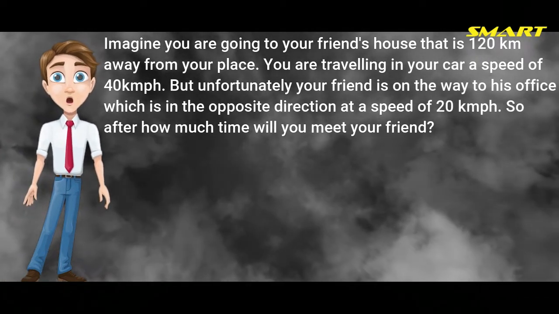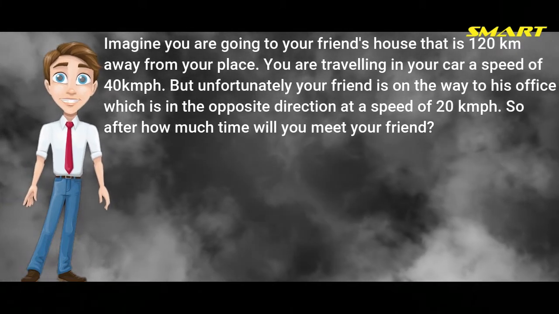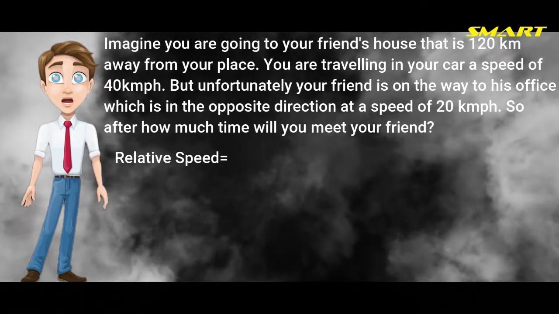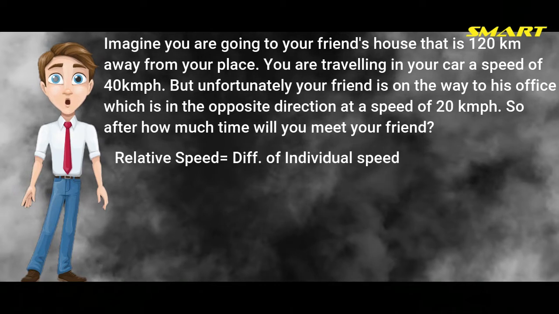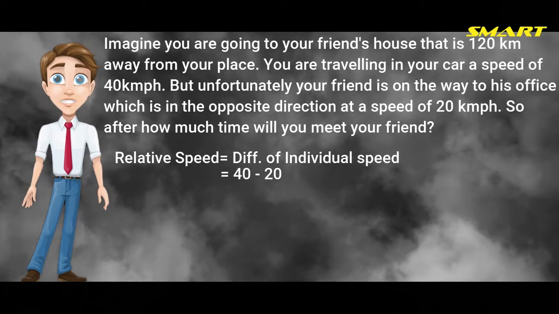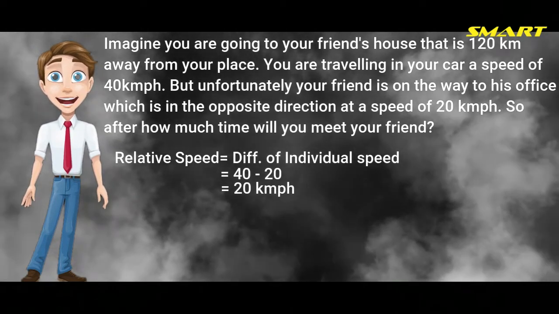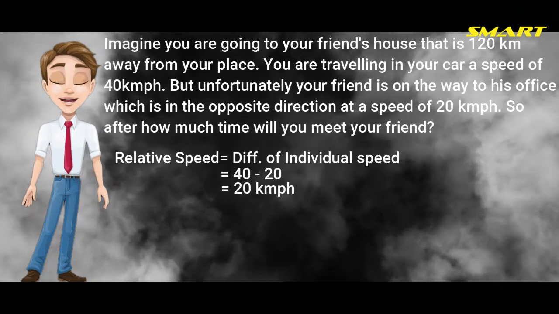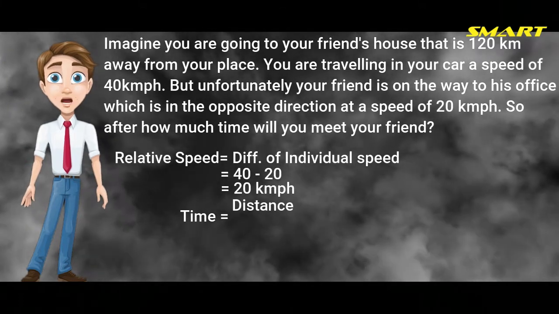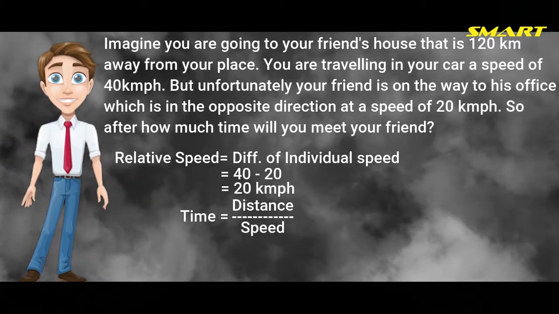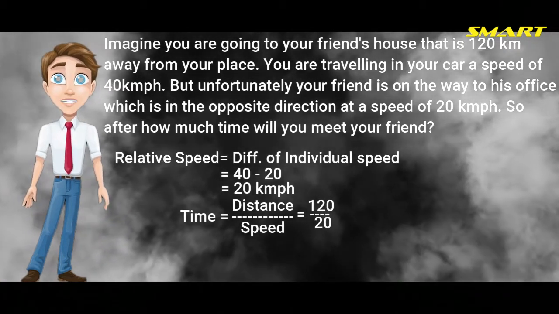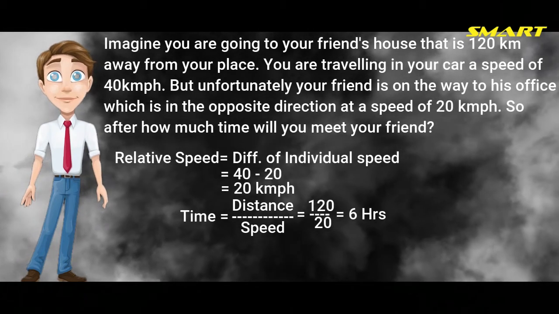Here we know there is no contact between you and your friend, and you are traveling in the same direction. So simply, relative speed will be equal to the difference of the individual speeds. Your speed is 40 km per hour and your friend's speed is 20 km per hour, so the difference of speed is 20 km per hour. Now we have the relative speed, and we simply have to find the time. For finding the time, we know the equation: distance by speed. Here distance is 120 km and speed is 20 km per hour. On solving that, we'll get a time of 6 hours.